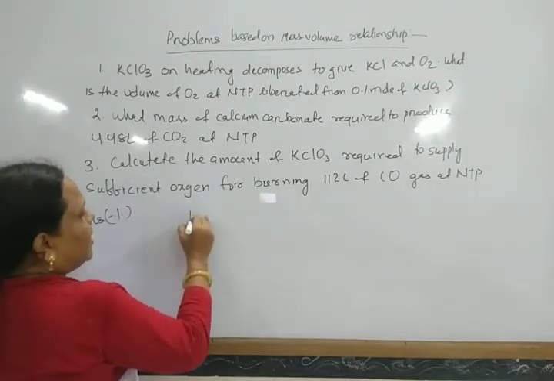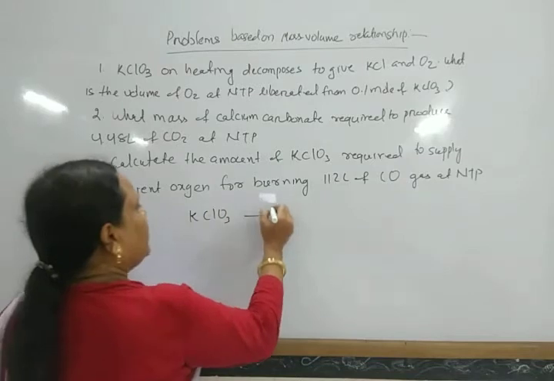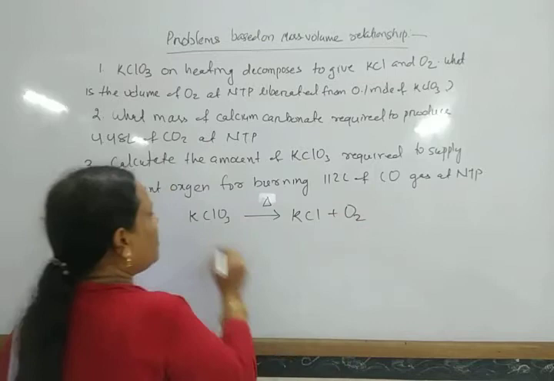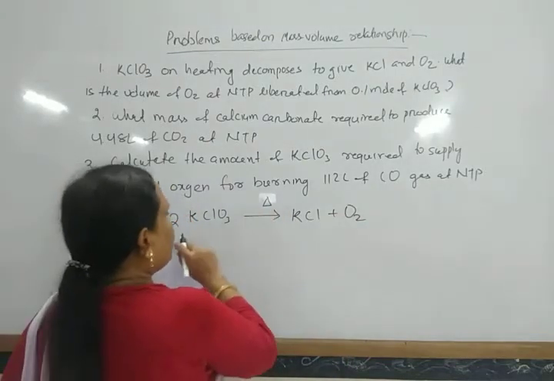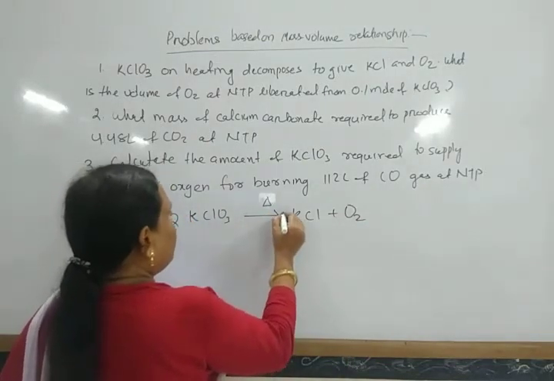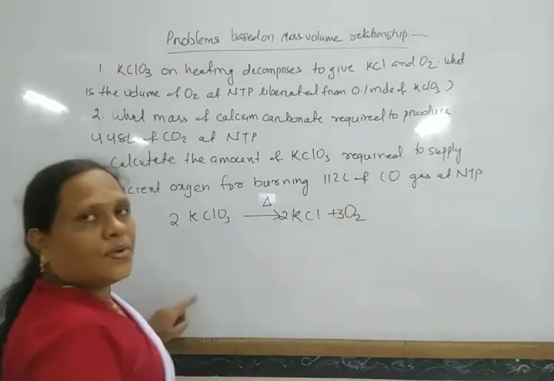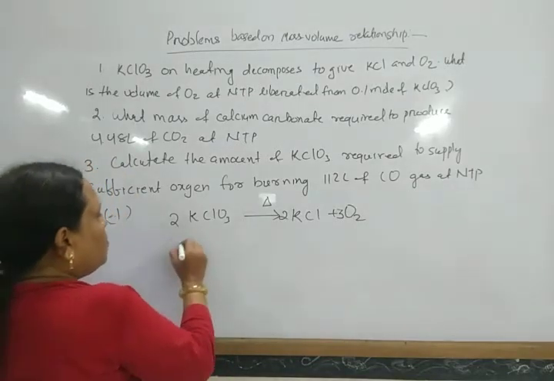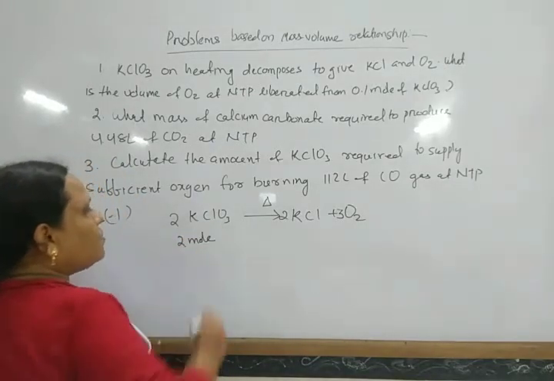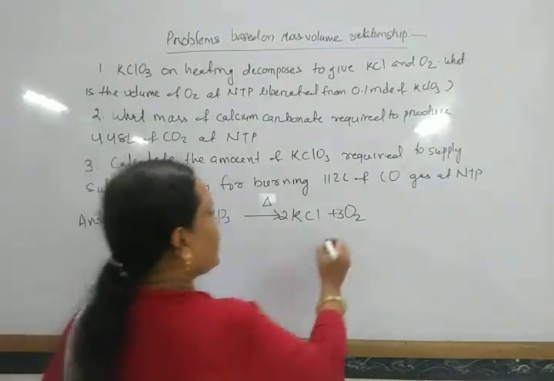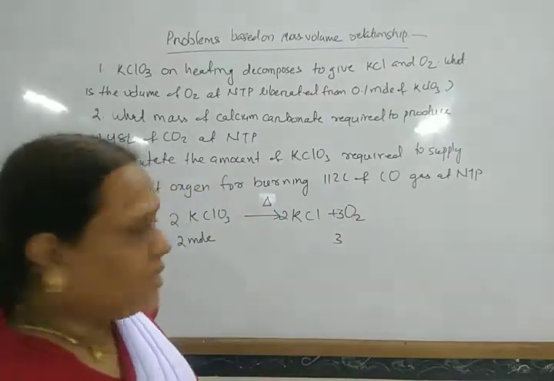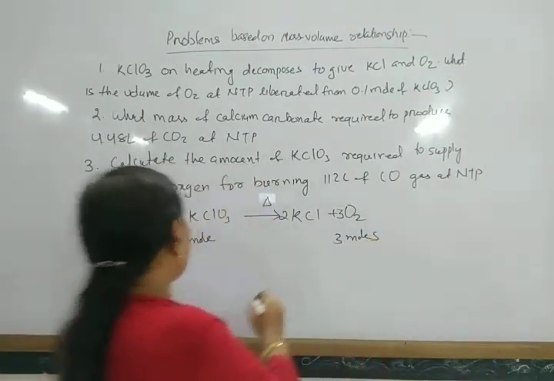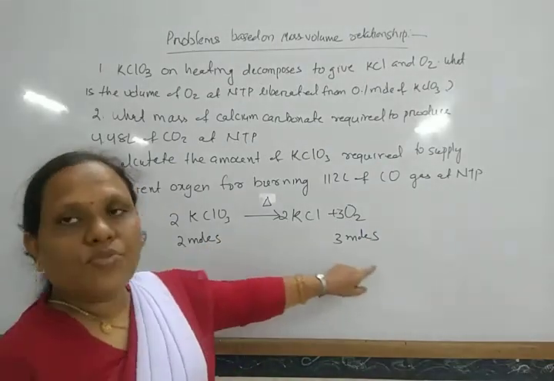KClO3 on heating gives KCl plus O2. So 2 KClO3 give rise to 2 KCl plus 3 O2. This is the balanced equation. So 2 moles of KClO3 now gives 3 moles of oxygen. 2 moles of KClO3 gives 3 moles of oxygen.